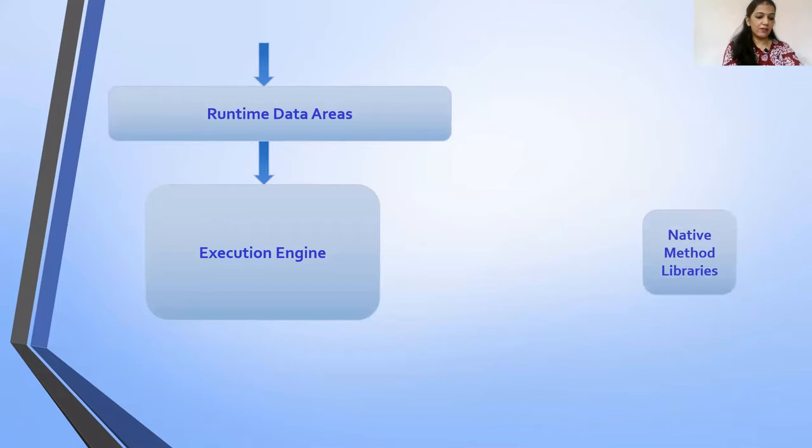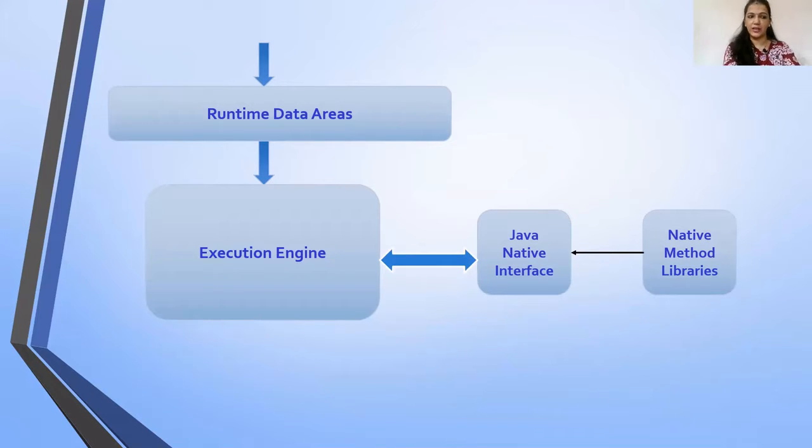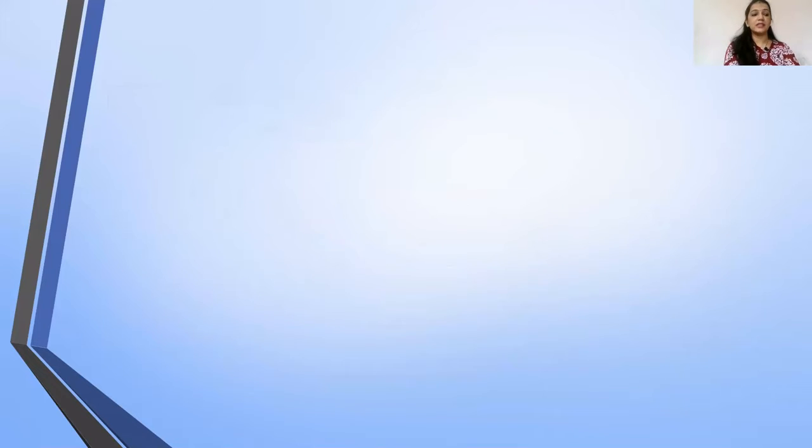While executing Java programs, sometimes the execution engine may require certain library files, some native method libraries. These native method libraries will be provided to your execution engine through the Java Native Interface, which is also known as JNI. So these are the different steps involved in the execution of your Java program. Let's discuss all these steps in detail.